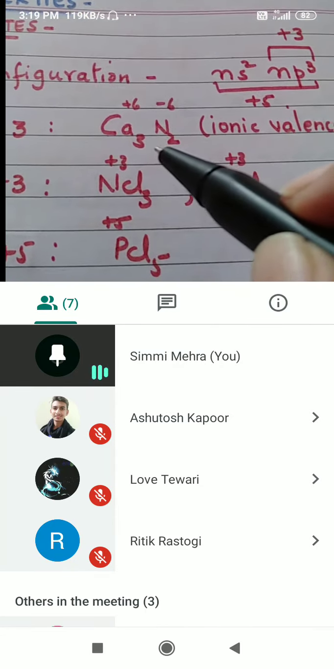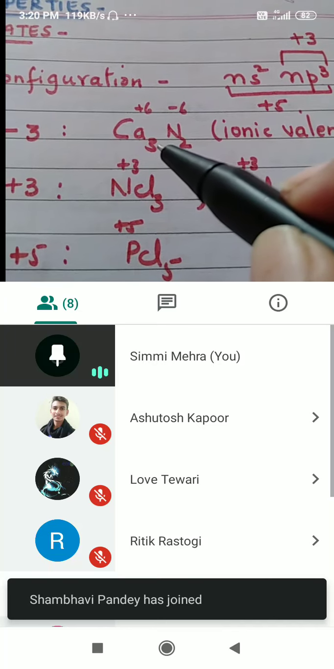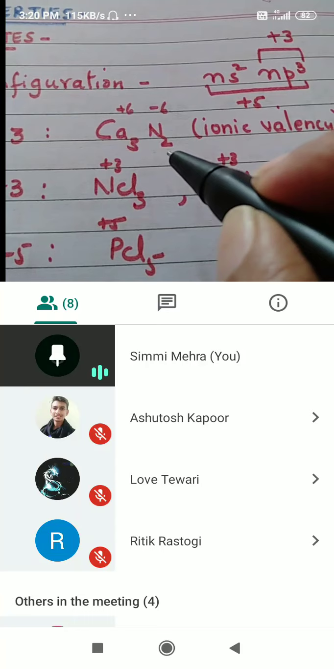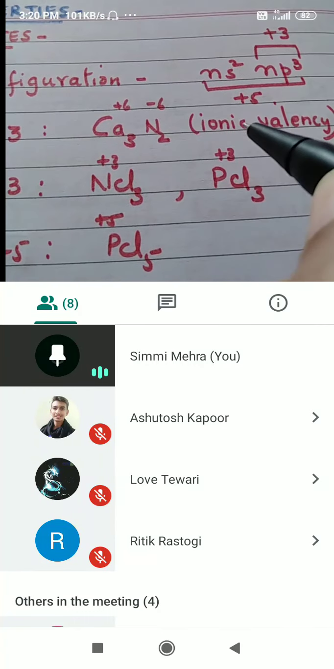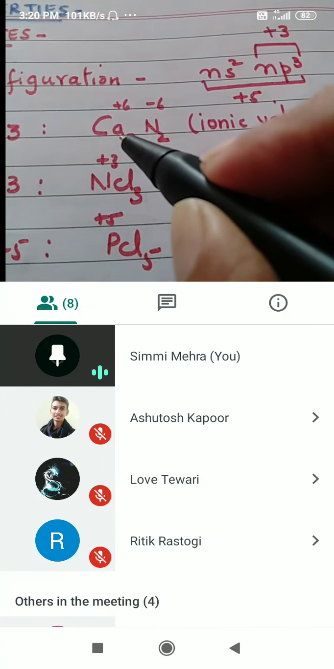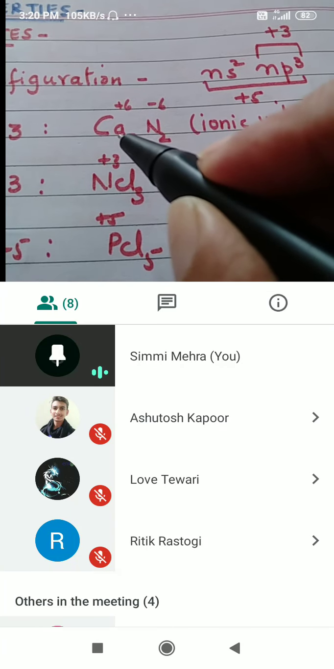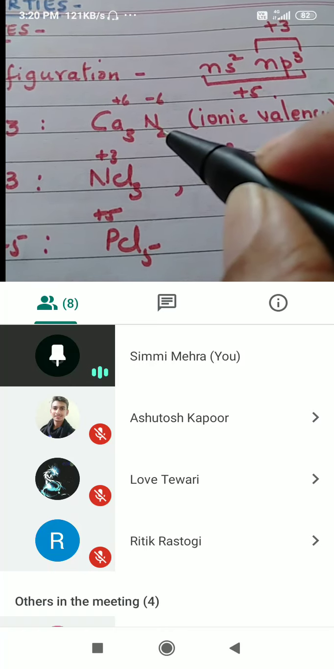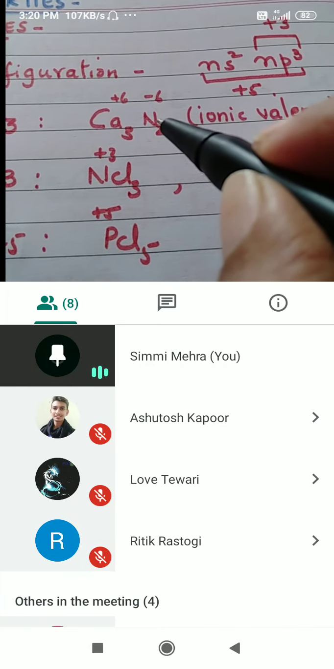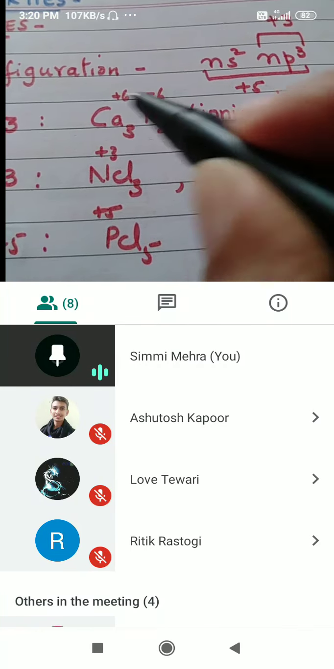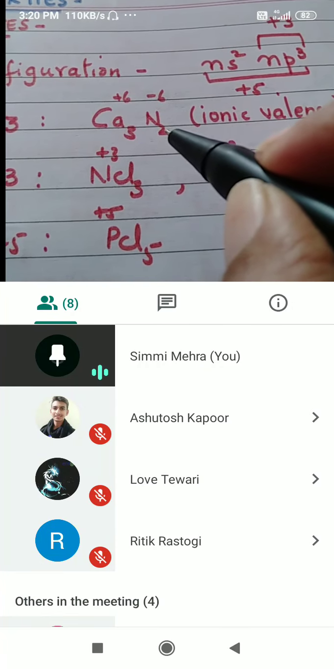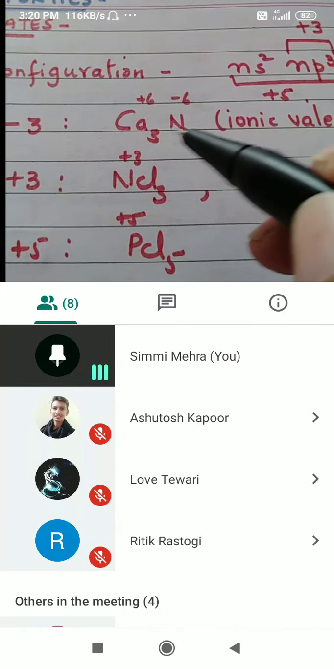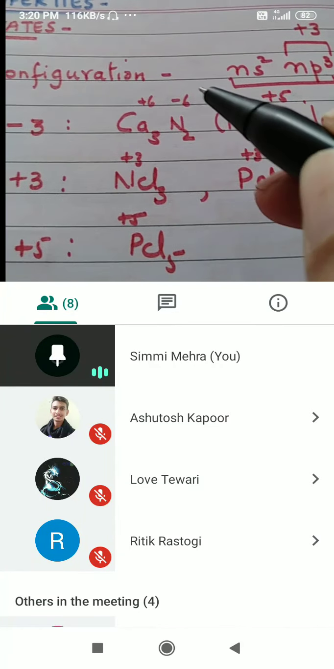This happens with alkali and alkaline earth metals. Calcium nitride, Ca3N2. Now this compound is going to be ionic because 3 atoms of calcium will lose how many? 6 electrons. 2 atoms of nitrogen will accept 6 electrons. So charge here will be -6, here will be +6. On one atom the charge will be -3. This is ionic bond formed: loss of electron, gain of electron.